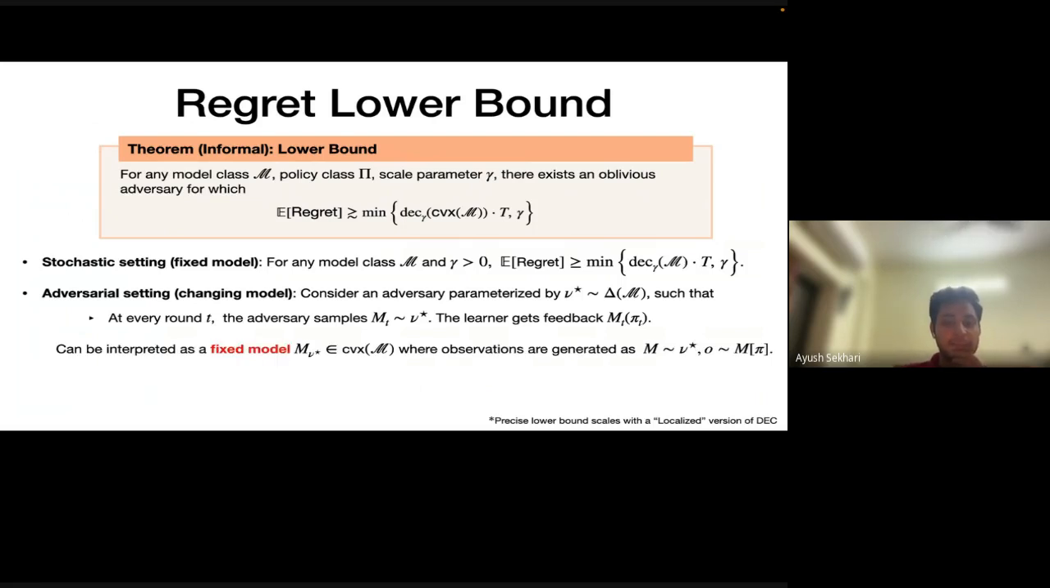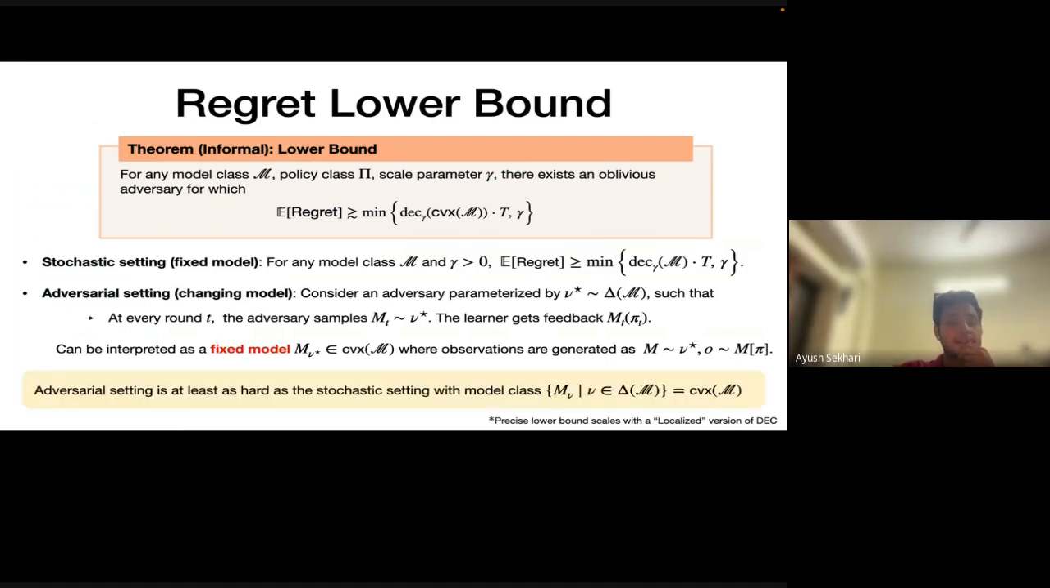Now, one can think of this adversary as a fixed model M_mu star, which just plays distributions over the model class. So this shows that the adversarial setting is at least as hard as the stochastic setting, where one can lift the model class to consider all models M_mu corresponding to distributions mu over the model class, which is precisely the convex hull of the model class. So does this clarify your question, Johannes?